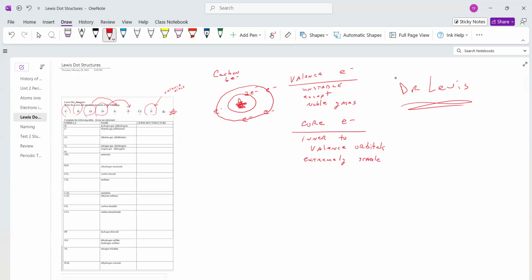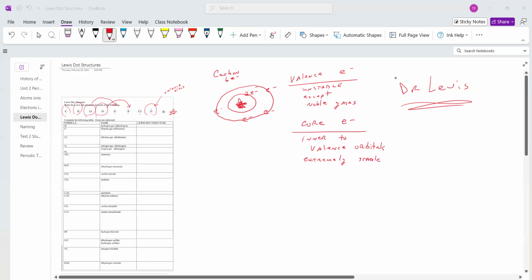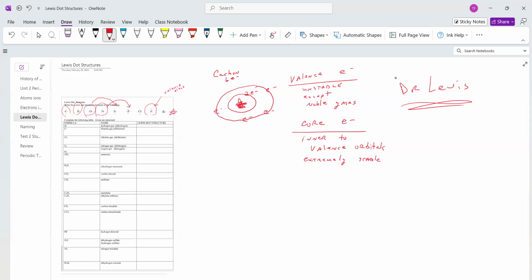So those electrons don't do anything. Now, electrons that are not stable are called valence electrons. And those electrons occupy the outermost orbital. Because they're not stable, they want to become more stable. And they do that by combining with other electrons.